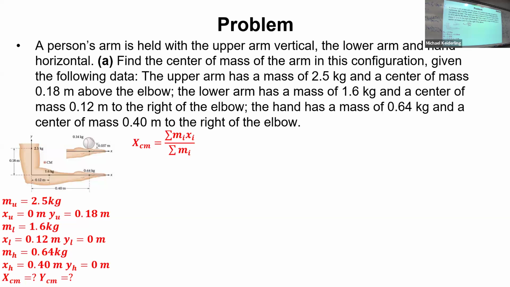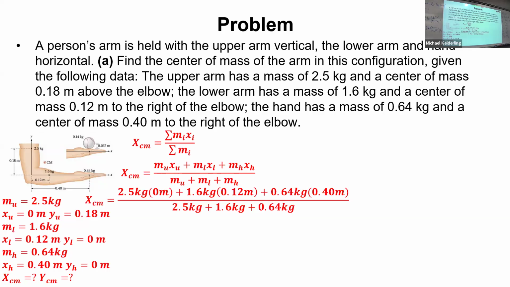So x center of mass is going to be the sum of all masses, mass i times x i, sum of all those, divided by the sum of all the masses. So that's mass of the upper arm times x of the upper arm plus mass of the lower arm times x of the lower arm plus mass of the hand times x of the hand divided by mass of the upper arm plus mass of the lower arm plus mass of the hand.